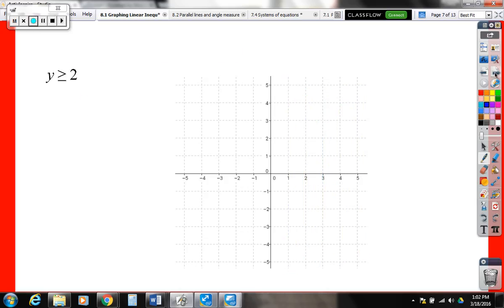Okay, last example that we're going to do together, y is greater than or equal to 2. So thinking about the line y equals 2, Hope, what would that line look like? Straight. Where? On the 2. And would it be a solid or dashed line? Solid. Solid, good. And this one, it's still easy to do above or below. Noah, am I going to shade above or below? Above.